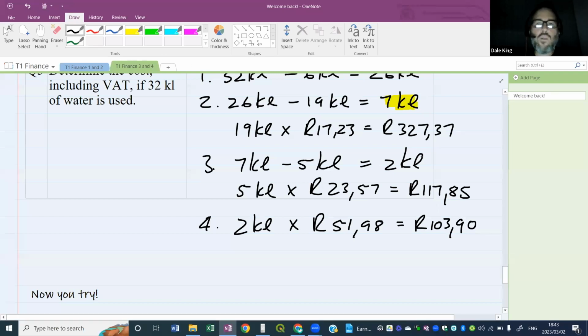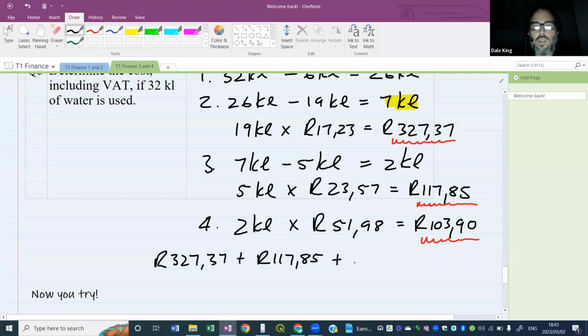Okay, so now what we have to do is add up all our charges. So we have the second tier's charge of 327.37, the third tier's charge of 117.85, and this last little bit of water in the fourth tier. So we need to add all these up. Okay, I'm not going to write it out. I'm just going to do it. In fact, let me write it out. Let's do it properly. So this is how you should set it up in the exam. You write it out now. You add them all up. We want to add that to 117.85 and add that to 103 Rand 90. Now you guys just get ready because you're going to do the next one.